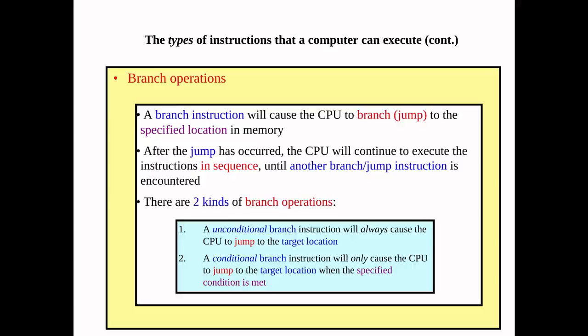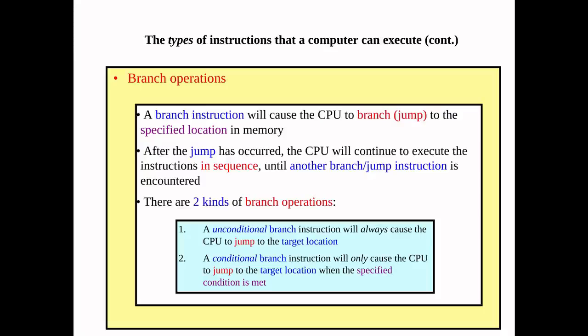Finally, you can have branch operations, which allow you to move out of that sequential address location and jump to a specific address location to get that data. After you have jumped to that specific location, the CPU will execute the instruction there and then continue on in sequential fashion until you get another jump command.